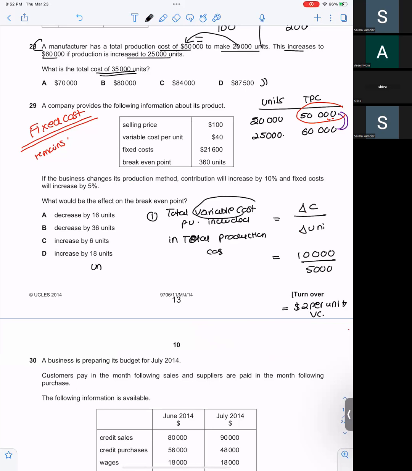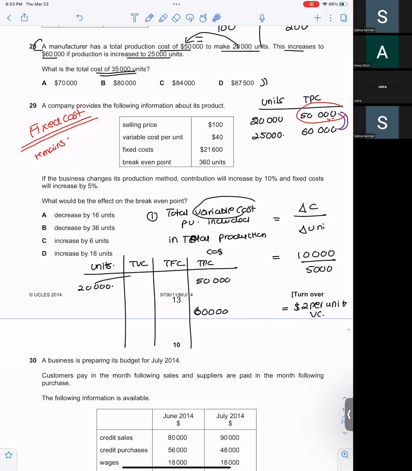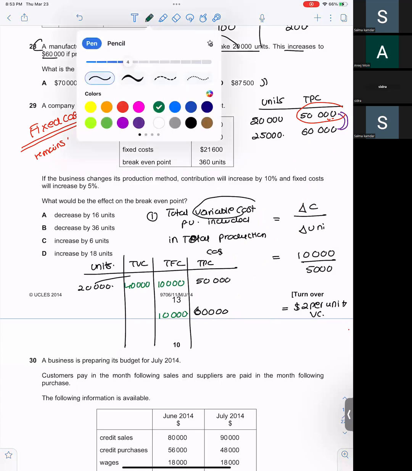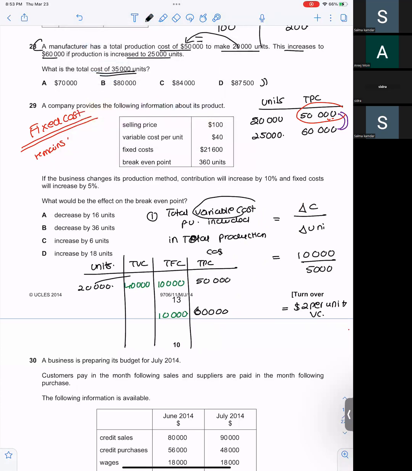Look over here, I'm writing: units, total variable cost, total fixed cost, total production cost. Are you with me? Yes. For 20,000 units, what will be the total variable cost? 40,000, 20,000 into 2. Total production cost I've already written from here. So total variable cost is 40,000. What will be the total fixed cost? 50 minus 40, 10. And over here also it will be 10.